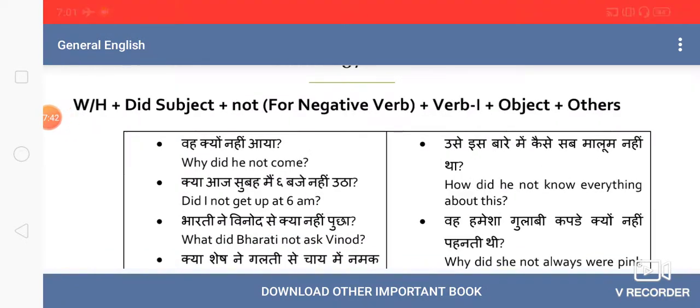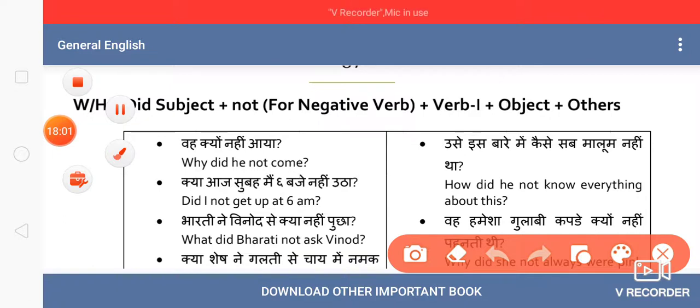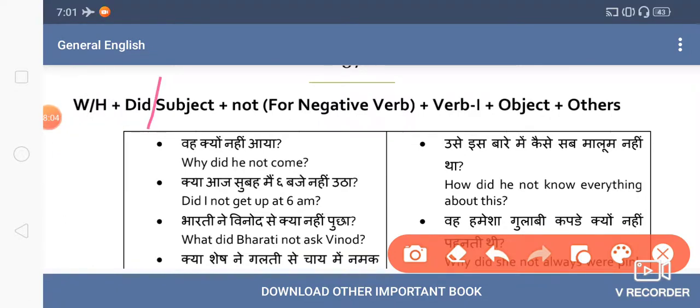Now you can see the last structure, in the case of interrogative and negative, when both are together. So the WH word will come, then did will come, fine, then subject, then not, because along with being interrogative, it is negative. So WH word, did, subject, not, fine, because we are using a negative verb. Then the first form will come because we have already used did.